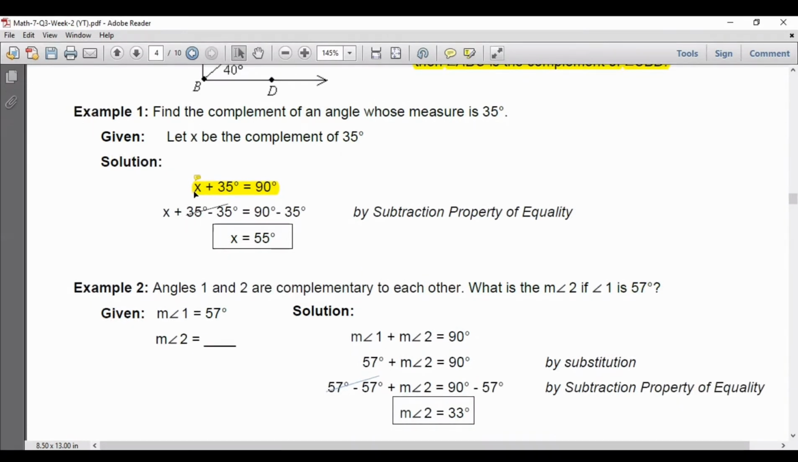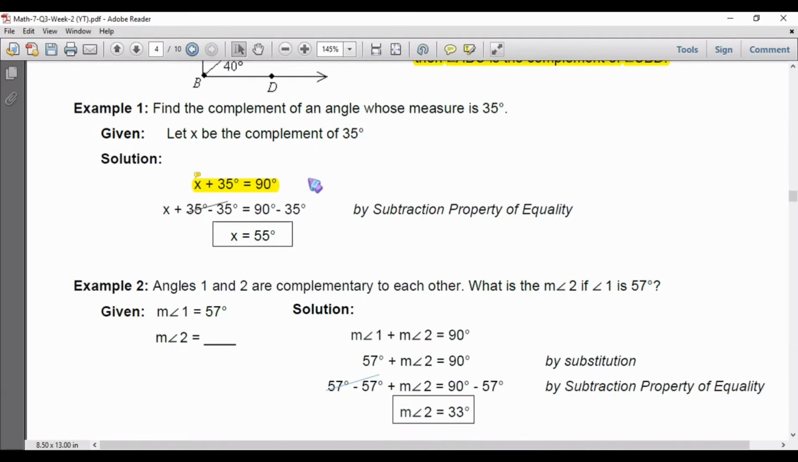Algebraically, we can solve this by using the properties of equality. x plus 35 degrees minus 35 degrees equals 90 minus 35 degrees, by the subtraction property of equality. But what we use is the addition property, by adding negative 35 on both sides. So, 35 plus negative 35 is 0, and on the other side, 90 plus negative 35, so we arrive at 55 degrees. Therefore, x equals 55 degrees, so that would be the complement of a 35 degree angle.